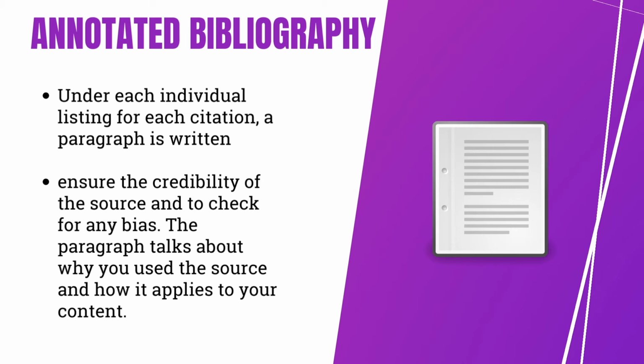The point of an annotated bibliography is to ensure the credibility of the source and to check for any bias. The paragraph can talk about why you use this specific source and how it applies to your content in the material. You also assess the reliability and authority by identifying what type of source it is and who wrote it, on top of their credentials, and if they have the credentials to even be discussing that topic or issue.